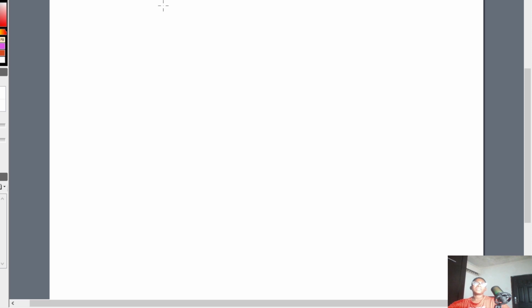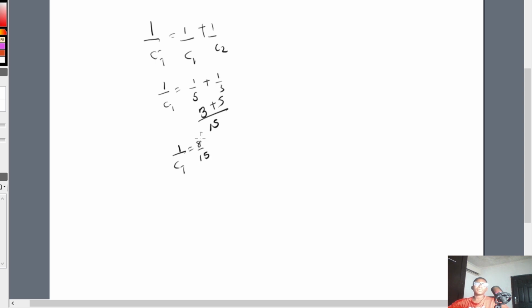Okay, so we already have it that 1 over C total is equal to 1 over C1 plus 1 over C2. So 1 over C total is equal to 1 over 5 plus 1 over 3. So what are we going to have? We're going to have 15 as the common denominator, so that will be 3 plus 5. So 1 over C total is equal to 8 over 15. But we don't stop here, because we're not looking for 1 over C total. We're looking for our CT, and our CT will now be equal to 15 over 8. So we have gotten our C total.